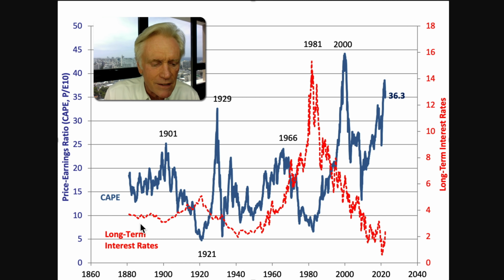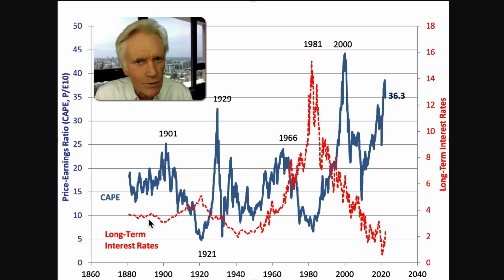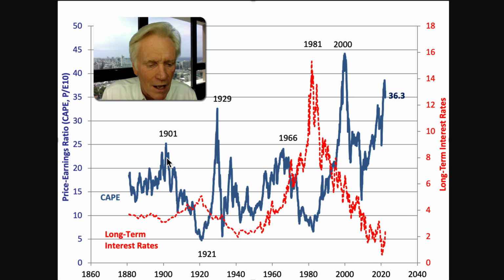But here, one of the things that I do see is something that's counter-cyclical between the stock market valuations and interest rates at first. So you have a peak in the stock market valuations that corresponds to a trough in interest rates, and a trough in stock market valuations that corresponds to a peak in interest rates.